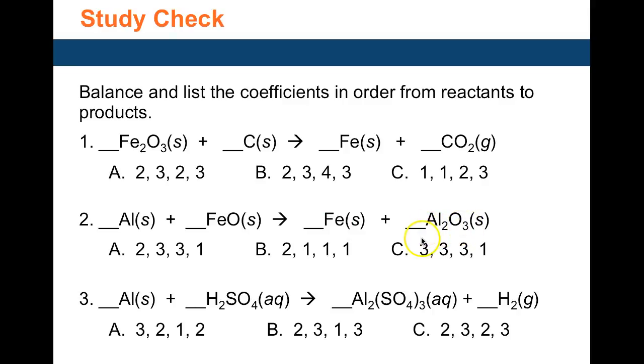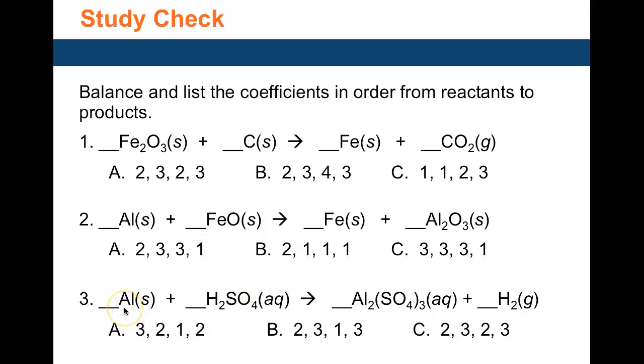Okay. Coming to the second one, you have Al plus FeO giving you Fe plus Al2O3. Okay. So for this, Al needs a 2 because there's 2 Al. So 2 Al, and then there's 3 O's, so you need a 3 here. All right, so 2 Al, 3 FeO, and if you have a 3 here, you need a 3 here as well. So 3 Fe, and you don't need to do anything to this Al2O3. It'll be balanced now. So A would be the answer. 2 Al, 3 FeO, 3 Fe, and the 1 Al2O3.